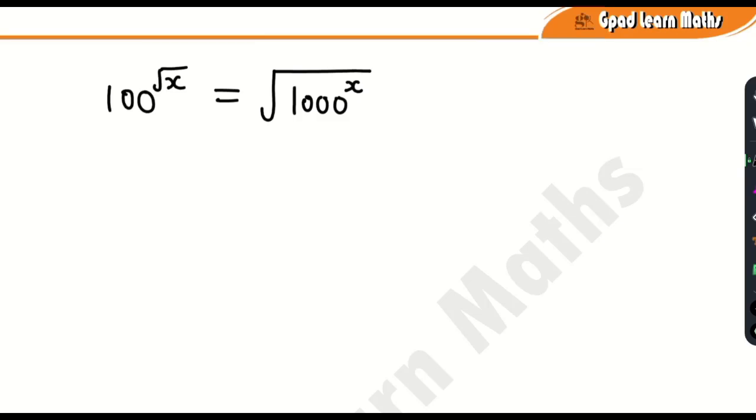In this question, we want to find the value of x given this exponential equation. So what we have here is 100 raised to the power of square root of x is equal to the square root of 1000 raised to the power of x.